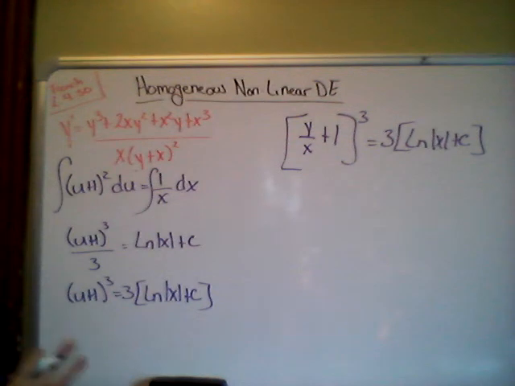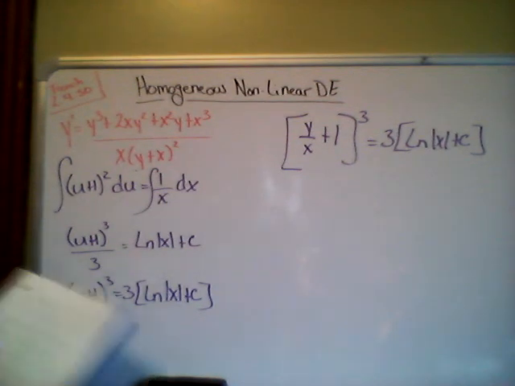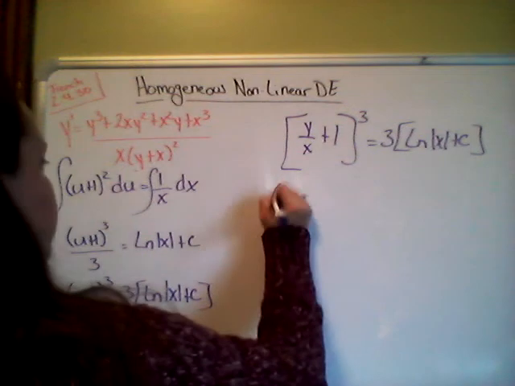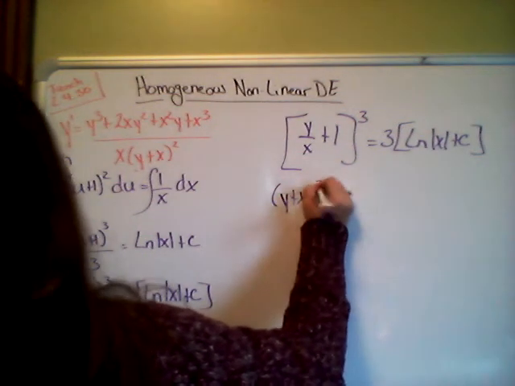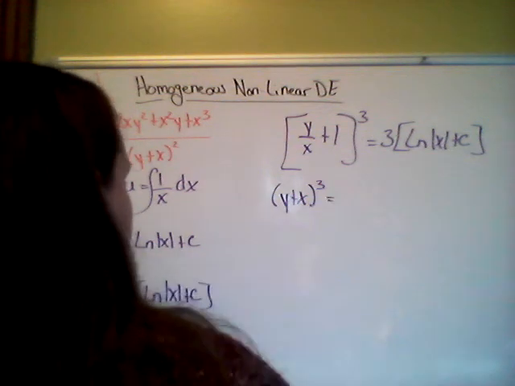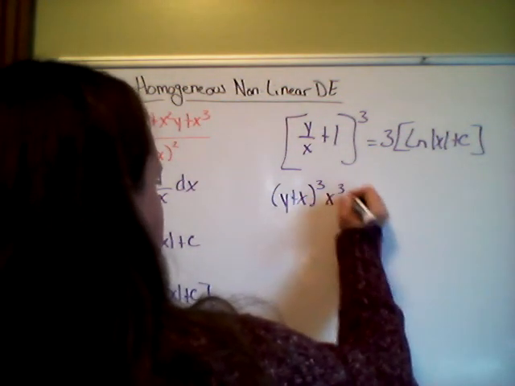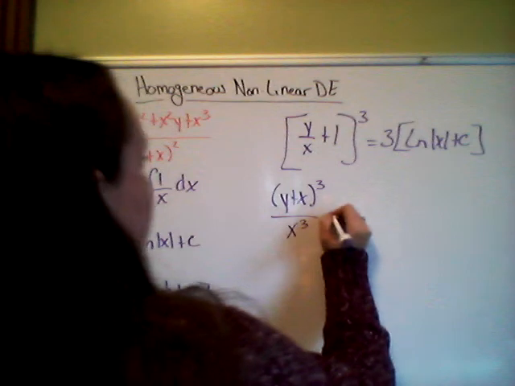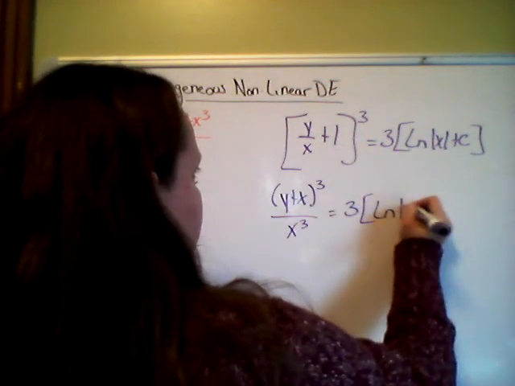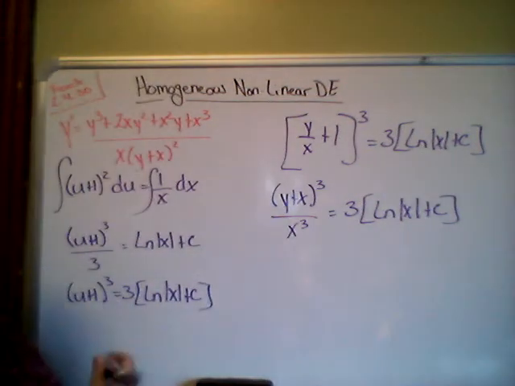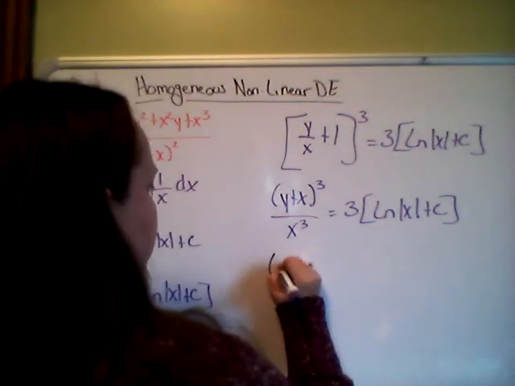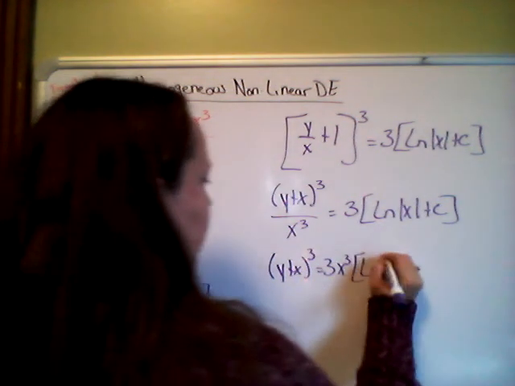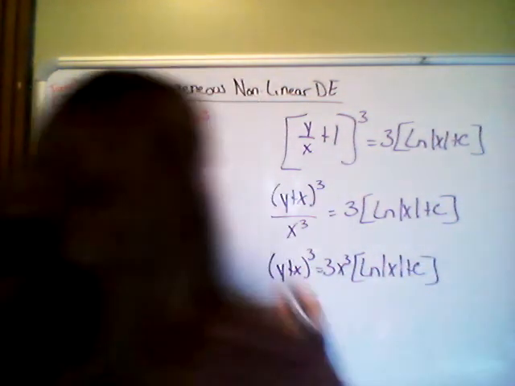Now, when you FOIL out (y over x plus 1) cubed, you end up with a pretty long equation, but after some simplification, it comes down to (y plus x) cubed over x cubed equals 3 times ln absolute value of x plus c. We multiply both sides by x cubed, and we get (y plus x) cubed equals 3x cubed times (ln absolute value of x plus c).